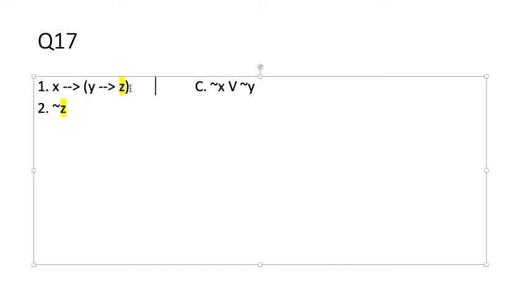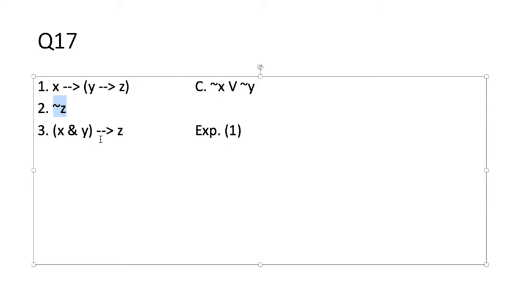So what I'm going to do is do exportation on line 1. I'm going to turn that conditional, the consequent of which is itself a conditional, into this conditional. Okay, that's the rule of exportation. We're just using it in sort of the other direction from the direction we used in the previous question.